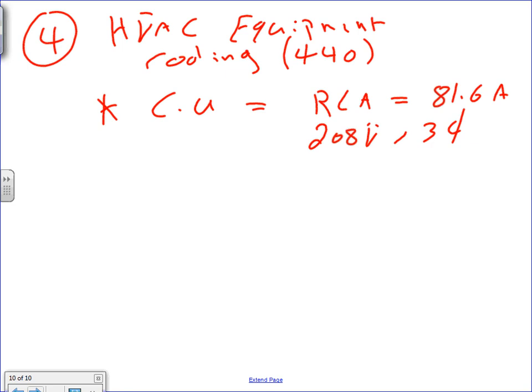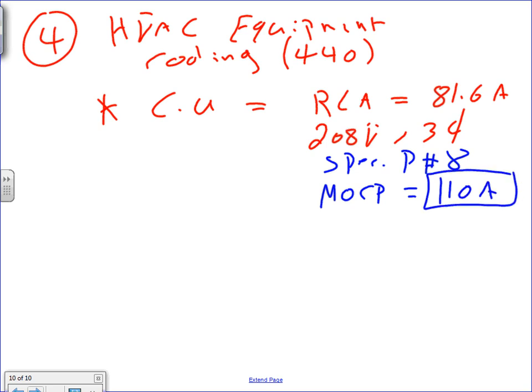If you go to page 18, it has two things. It says minimum circuit ampacity and maximum overcurrent protection device. So spec page number 18 gives you the following. If you look at that one, the maximum overcurrent protection device is 110 amp.